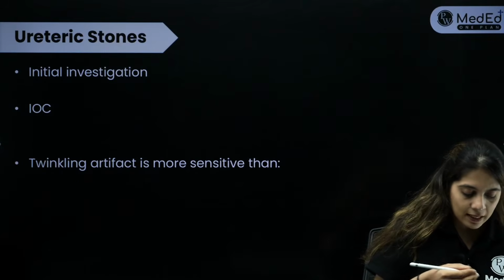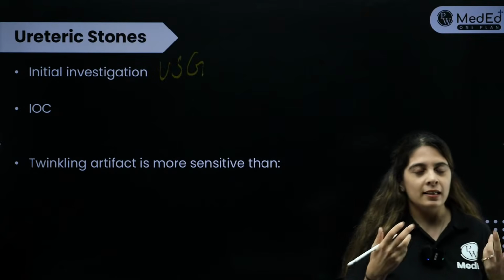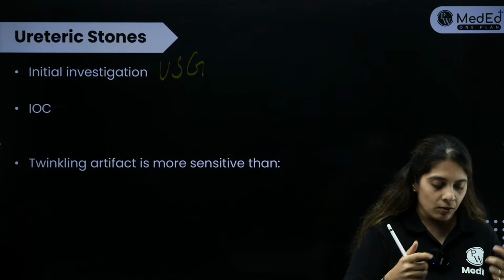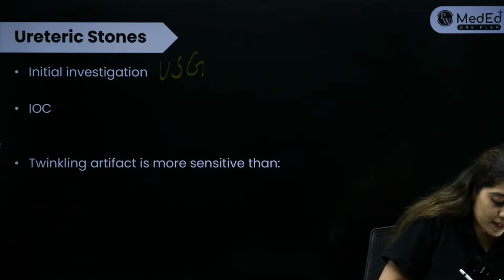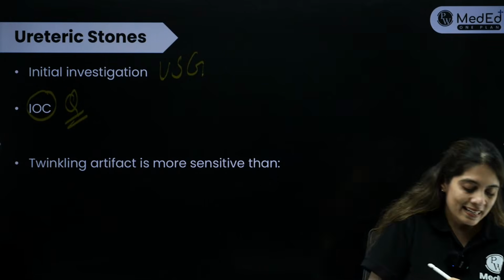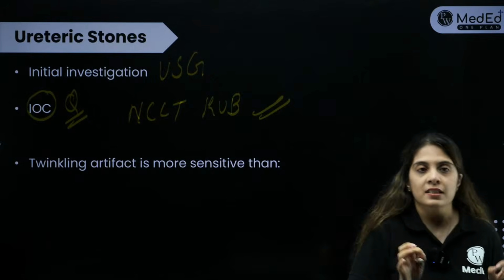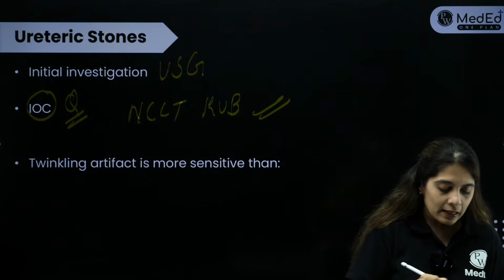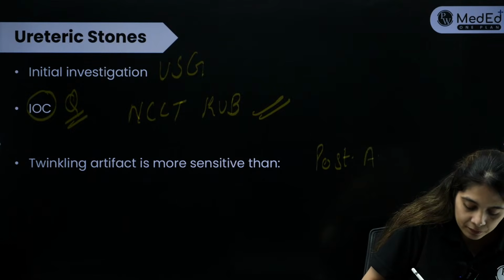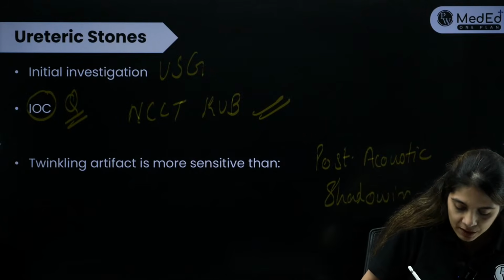Okay, now let's move towards the initial investigation again. If it comes to ureteric stones, it is usually an ultrasound rather than an abdominal X-ray. We prefer doing an ultrasound. That is a better initial investigation, absolutely free of radiation. But always remember, your investigation of choice whenever it comes to renal calculi and ureteric calculi is always and always NC-CT KUB. Okay, this has been tested many times. Investigation of choice is NC-CT KUB. Twinkling artifact, again, is more sensitive than posterior acoustic shadowing. So I hope this particular MCQ is clear to you.